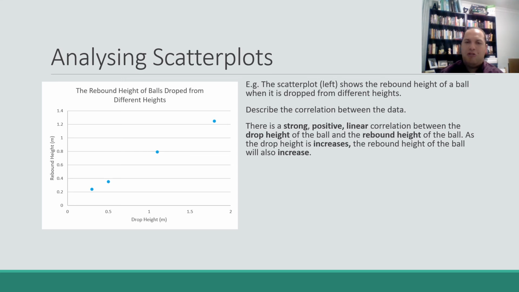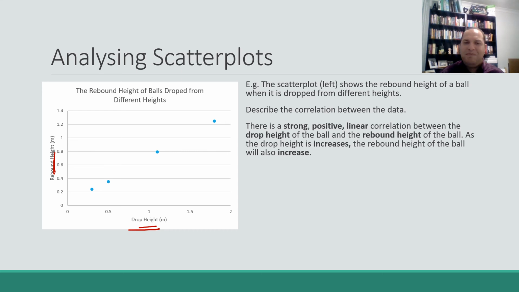So there is a strong, positive, linear correlation between our explanatory variable, the drop height of the ball, and the rebound height of the ball. So there's our correlation statement, nice and clear, using all of our mathematical terminology. And then our second sentence, just translating that into common everyday terms. As the drop height increases, the rebound height of the ball will also increase.